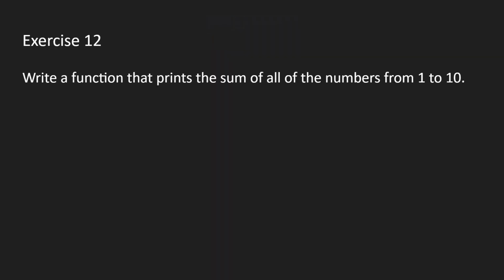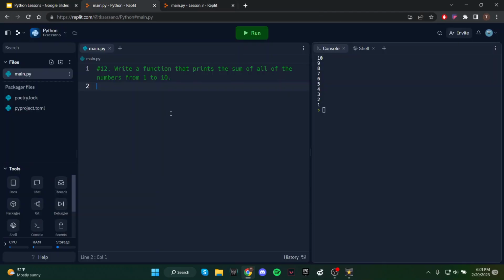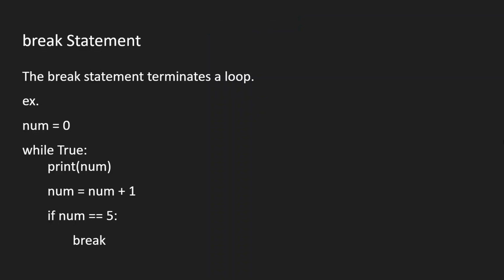Write a function that prints the sum of all the numbers from 1 to 10. So we'll make a variable for the sum, start at 0, for num in range, 1, 11. We'll just add that num to the sum. And then we'll print the sum after the for loop. We get 55. Just to note, if you want to terminate a loop early, you can use the break statement.